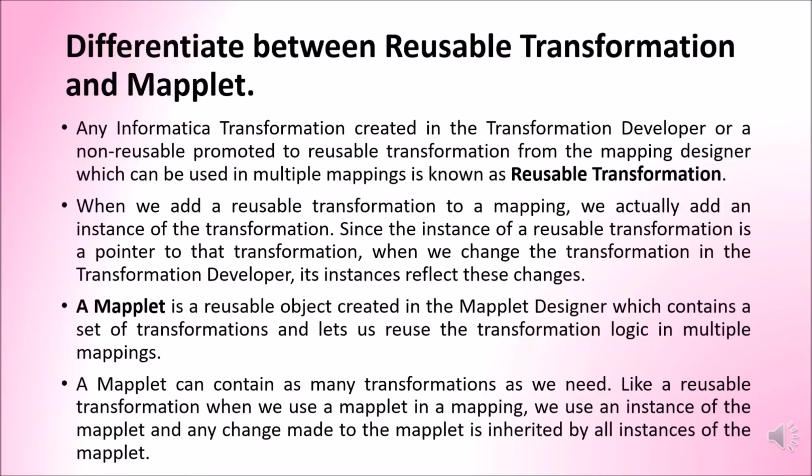But for a reusable transformation and mapplet, once you have created it, if you want to use it in other mappings, it is actually going to create an instance of the original transformation or mapplet. It's just going to create a pointer. It's just like an instance of the original transformation or mapplet. For both, it's going to work because these two are reusable things.